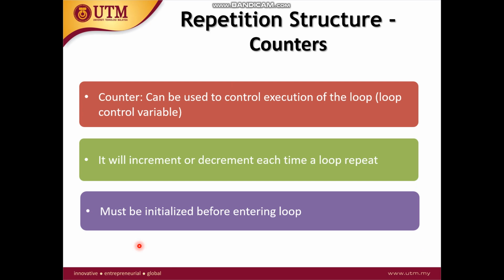In order to implement a repetition structure, there must be a counter, and this counter is used in order to control the execution of the loop: how many iterations this loop can have, how many times this loop repeats itself. This counter increments or decrements anytime the loop repeats, and this counter must be initialized before entering the loop. Before we start getting into the loop, the counter must be initialized.